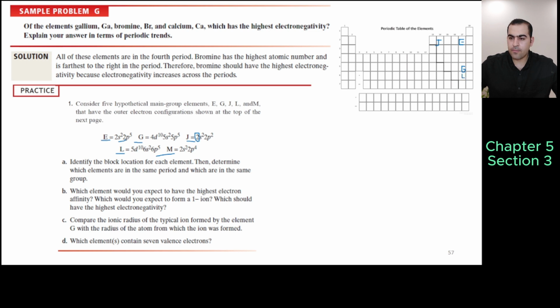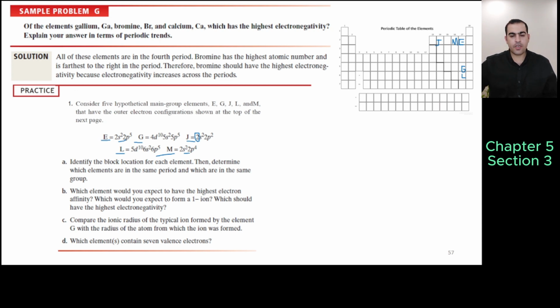M is in second period, group 16, second period, group 16. They are only in the P block, but E, G, L are in the 17th group, M is group 16, second period, J is in group 14, second period. Yeah, that's it. Identify the block, okay? It's not very important here.